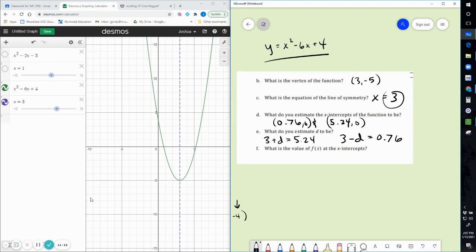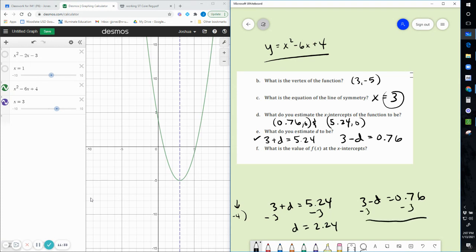So on this one right here, all you have to do is subtract 3 from both sides. And if you do, you get d equals approximately 2.24. The one above it, you have to do the same thing, so we're going to subtract 3 from both sides. But we get negative d equals negative 2.24, which means you can multiply both sides by -1, and now you get positive 2.24. So that is the answer for E, positive 2.24. And the value of f of x at the x-intercepts is always 0. So hopefully you guys put that.